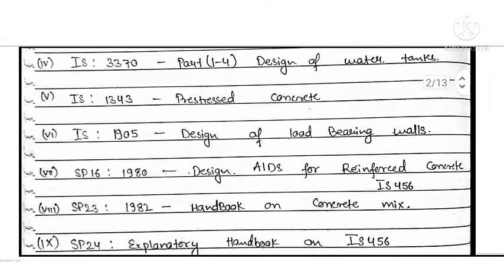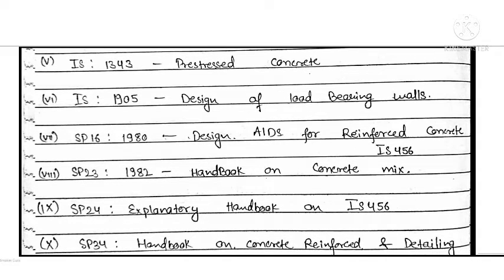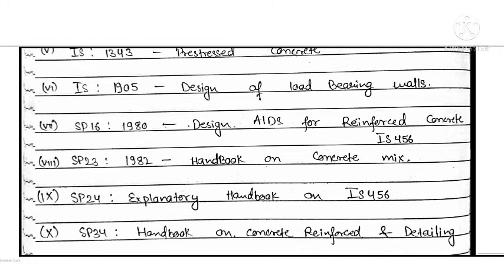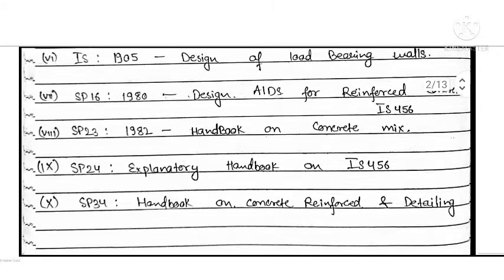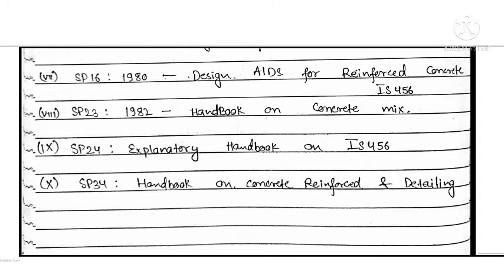Seventh is SP 16-1980, design aids for reinforced concrete, IS 456. These are handbooks. From 7 onwards, these are handbooks. Next one is SP 23-1982, handbook on concrete mix, and ninth is SP 24, explanatory handbook on IS 456. 10th is SP 34, that is handbook on concrete reinforcement and detailing.